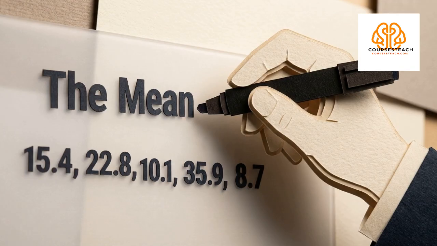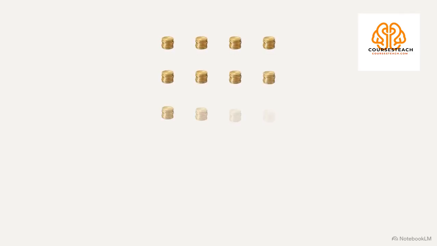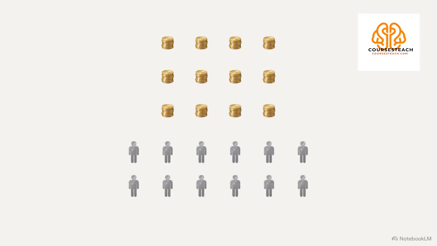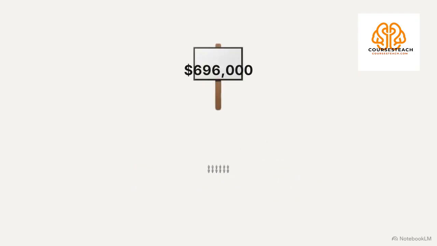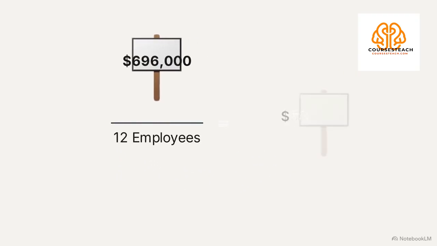This is the standard average. You simply add up every single salary value and then divide that total by the number of employees. Let's do the math. Adding our 12 salaries totals $696,000. Divided by 12, we get a mean of $58,000.